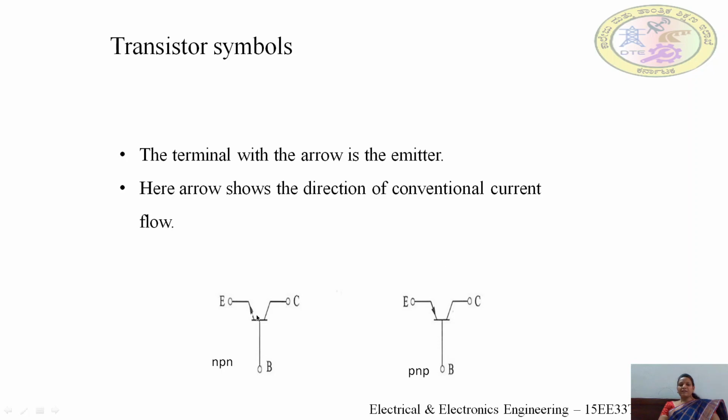As you can notice, there is an arrow mark on the emitter terminal. This arrow mark indicates the direction of the conventional current. In case of an NPN transistor, the current flow is away from the bar, that is, current is flowing away from the transistor. But in case of a PNP transistor, the current direction is towards the bar, that is, current is flowing towards the transistor or towards the junction.